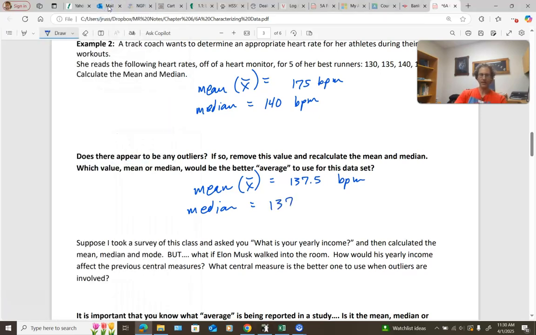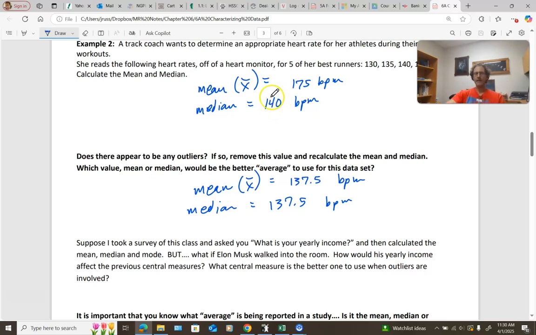$137.5. So without that outlier, the mean and the median are actually the same. Okay. So then the question is, which measure of central tendency would be better? The mean or the median? Well, I would say the median, because it gives us a better idea of what the true center is.